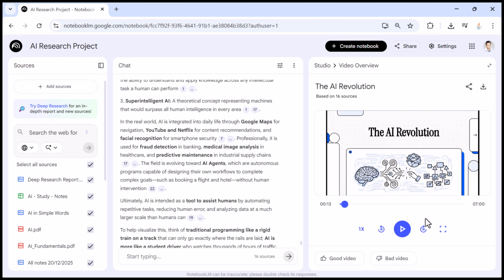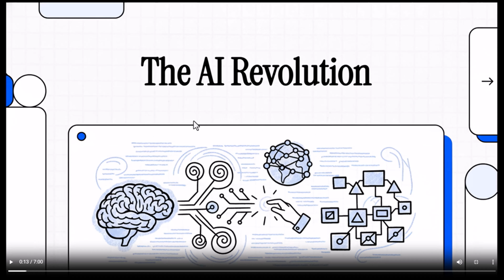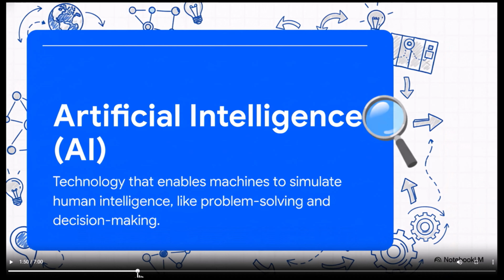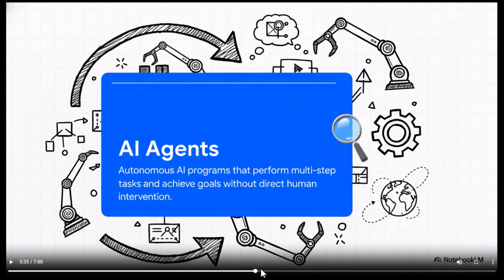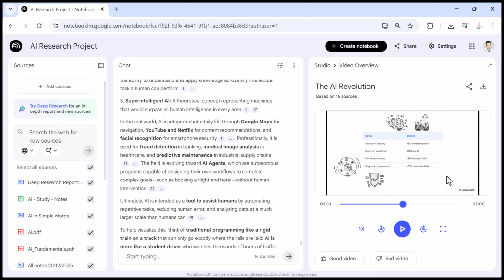For a better viewing experience, you can switch to full screen mode. Click on the full screen icon and the video expands to fill your screen. This is especially helpful when you want to focus on visuals and slides without distractions. You can exit full screen at any time and return to the notebook view.